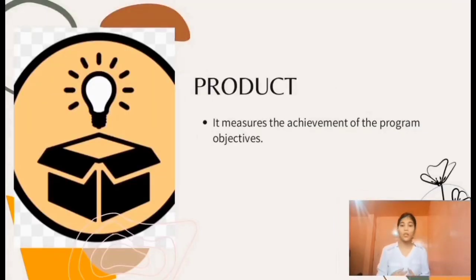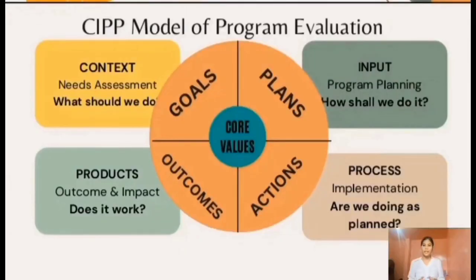Product evaluation measures the achievement of program objectives. It is decided if the program is good, requires modification, or should be terminated. For example, for the learners with special needs, the data for product evaluation would be gathered through instruments like examination results, research outputs, and such. On the basis of qualitative and quantitative data, the program evaluator would decide the fate of the education program. This is Daniel Stufflebeam's CIPP model of evaluation.